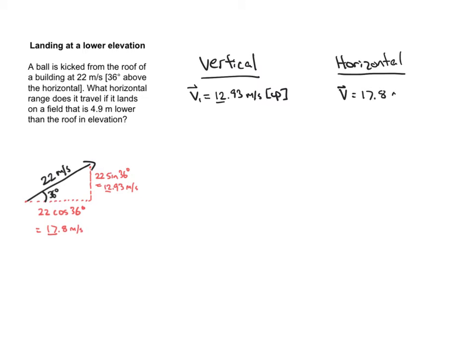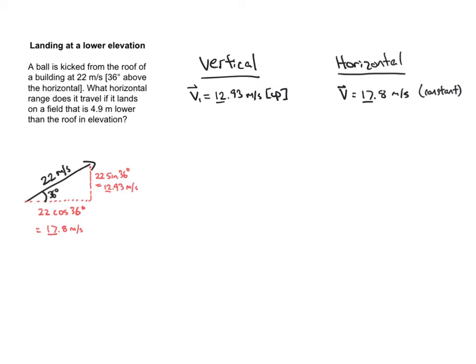17.8 meters per second. And I'm not going to use a subscript of V1 for horizontal because for horizontal motion in projectile motion, the velocity is constant. That number is not going to change. So I don't need any subscripts there.